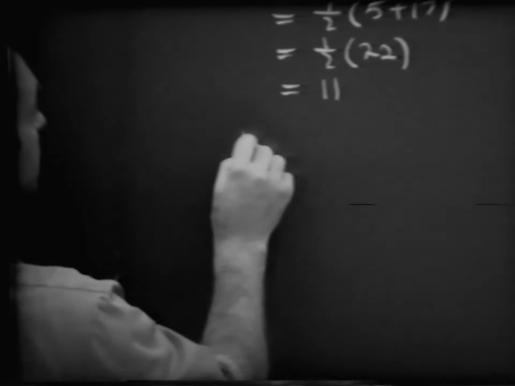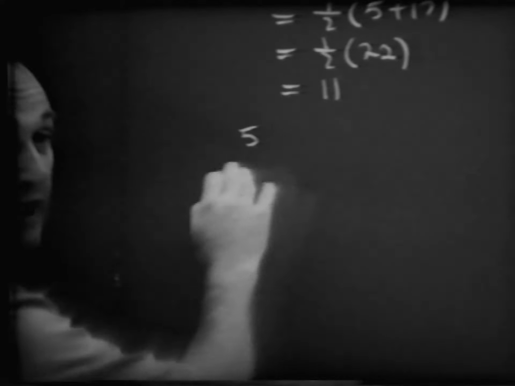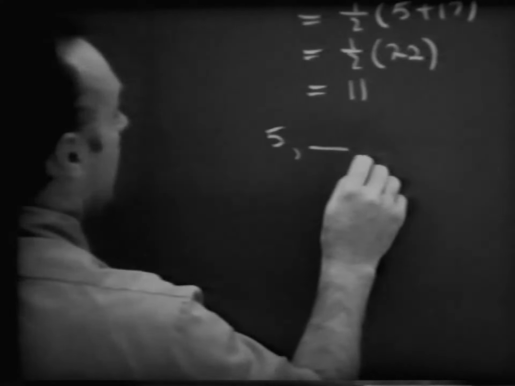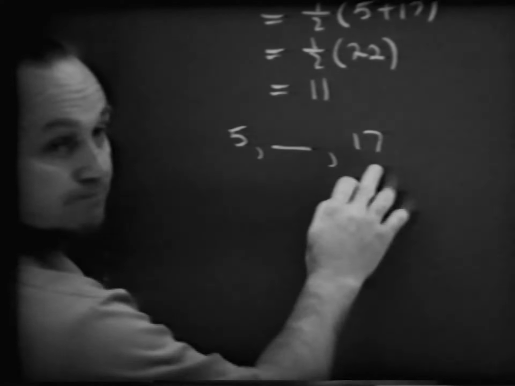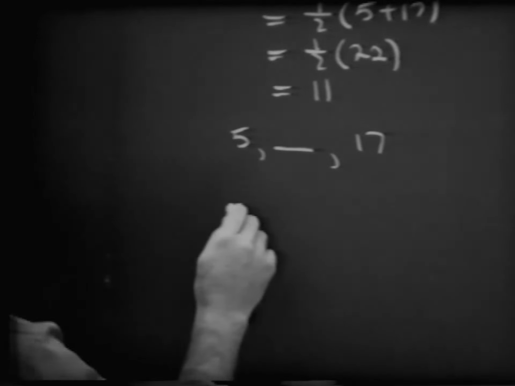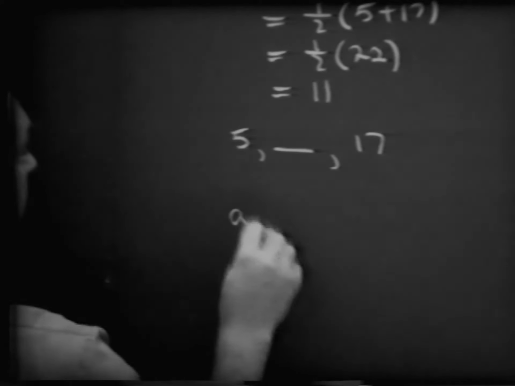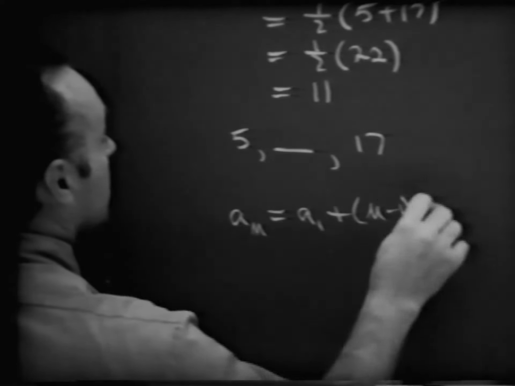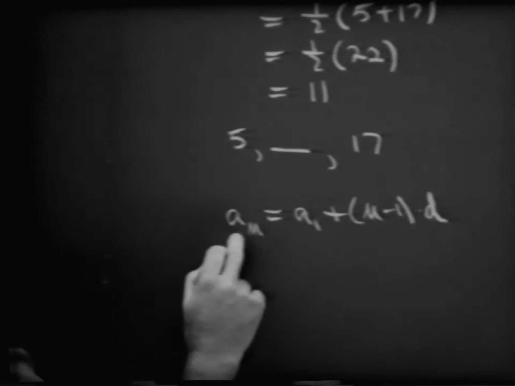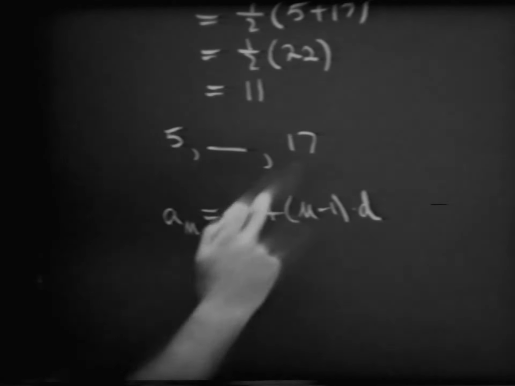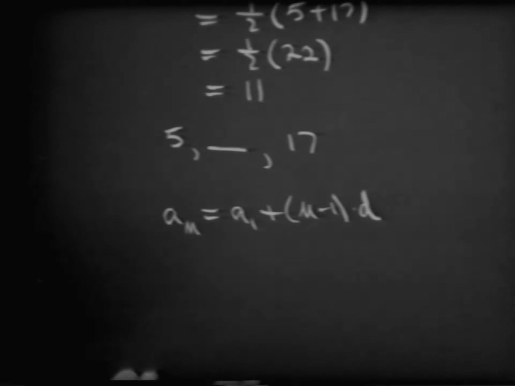And what I'd like to do is to look at an arithmetic sequence, is what it is, of 5, comma, some element, comma, 17. Okay? And again, let's look at it from the point of view of our formula. We know that, well, let's just look at a sub n is equal to a sub 1 plus n minus 1 times d again. Now, a sub n is the third element, is that right? Where n happens to be what number? n happens to be 3.